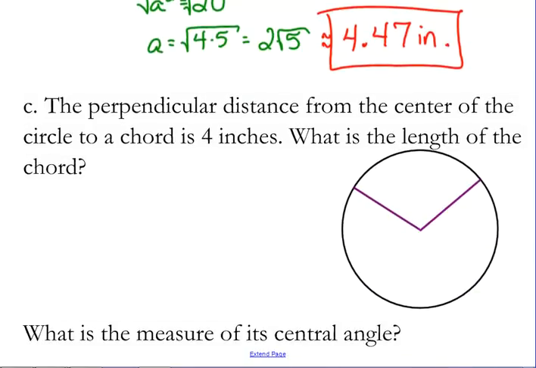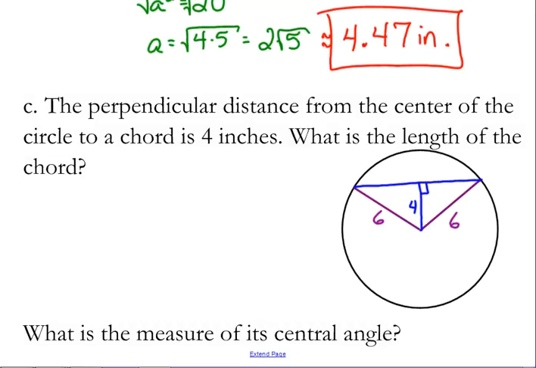Okay, let's reset the problem one more time. Let's look at example C. It says the perpendicular distance. This time they're giving us that piece of information. The perpendicular distance from the center of the circle to a chord. So let's draw the chord in there and draw in that perpendicular segment. It is 4 inches. Our radius is still 6. That has not changed. That was given to us at the very beginning before we started, so that's the same. What is the length of the chord?